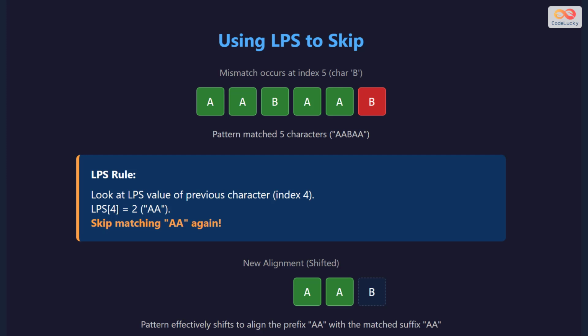Now, imagine we are searching and we hit a mismatch at the letter B. Instead of shifting by just one, we look at the LPS value of the previous character. It tells us we have a matching prefix of length 2. So, we can align our pattern's prefix with the text's suffix, effectively skipping ahead without rechecking those two A's.